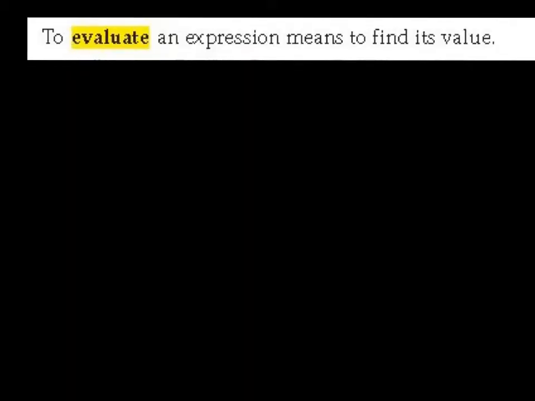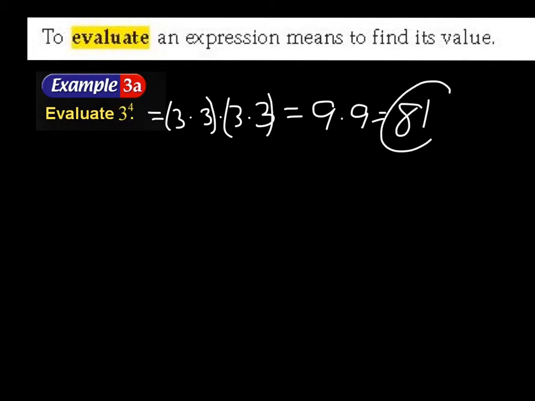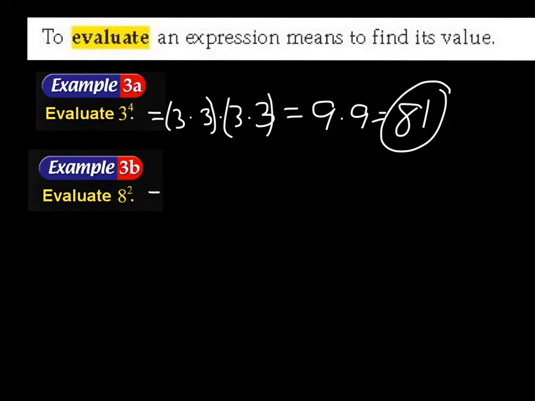To evaluate an expression means to find its value. So to evaluate 3 to the 4th power, we're going to have 3 used as a factor 4 times, which, using the associative property, 3 times 3 is 9, and we know 9 times 9 is 81, so we don't even need a calculator to evaluate that. Very nice. And of course we know 8 squared is 8 times 8 is 64. Should have had that one for a very long time.